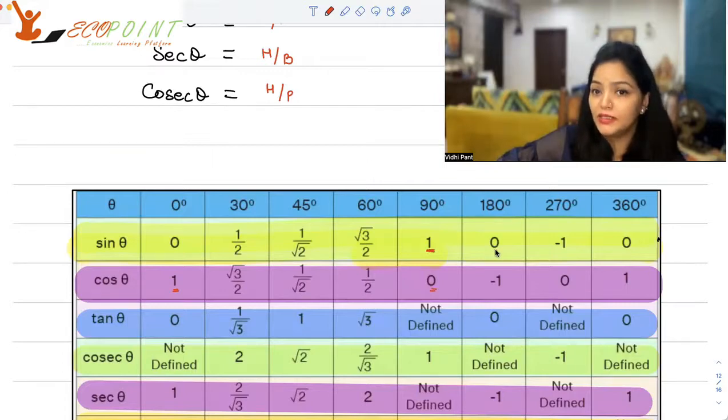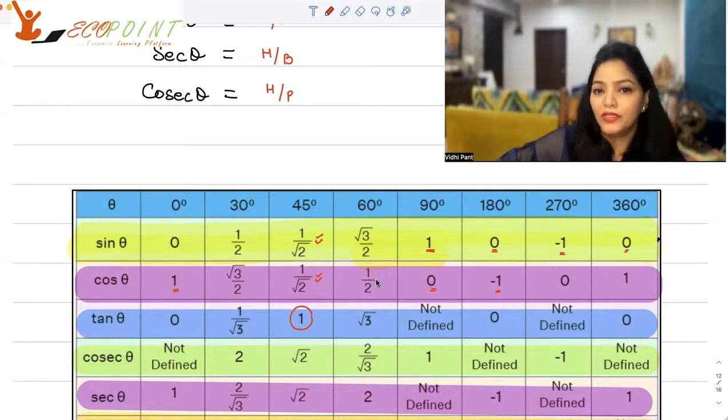Sine 180 is 0, and cos 180 is minus 1. Sine 270, that is adding 90 to 180, you will get minus 1, a negative quadrant. And then at 360 again, you will get 0. For cos, it starts with 1, then you have root 3 by 2. It goes opposite basically. So root 3 by 2, 1 upon root 2. So cos theta and sine theta are equal at 45 degree. That's another important thing. And because of which tan theta, since tan theta is actually just the ratio of sine theta and cos theta, you will get 1.